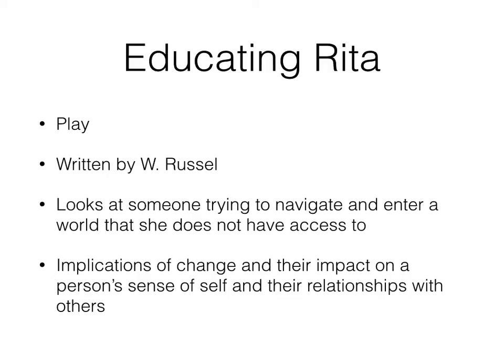He's a playwright. And so the third point looks at someone trying to navigate and enter a world that she doesn't have access to. Rita is someone who is basically from lower class England. Best way to think of it is the show Geordie Shore. She's one of those people, or she used to be. And now she wants to transition into the world of academia, the intellectual world. Those people who go to Oxford and Cambridge. And so she goes there through this university program, and she's trying to enter that world, and she gets resistance, and she has all these different challenges, but she ends up figuring it out.